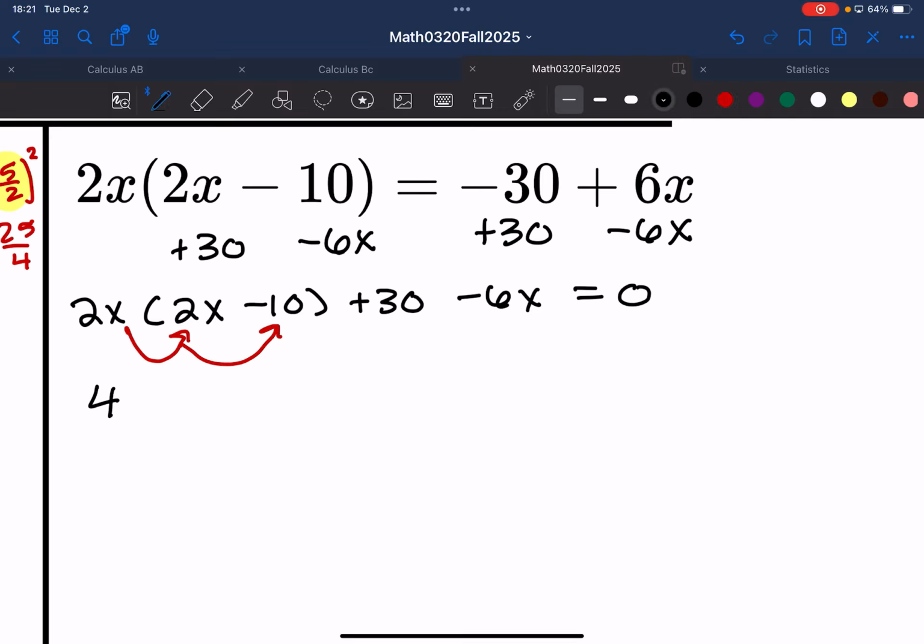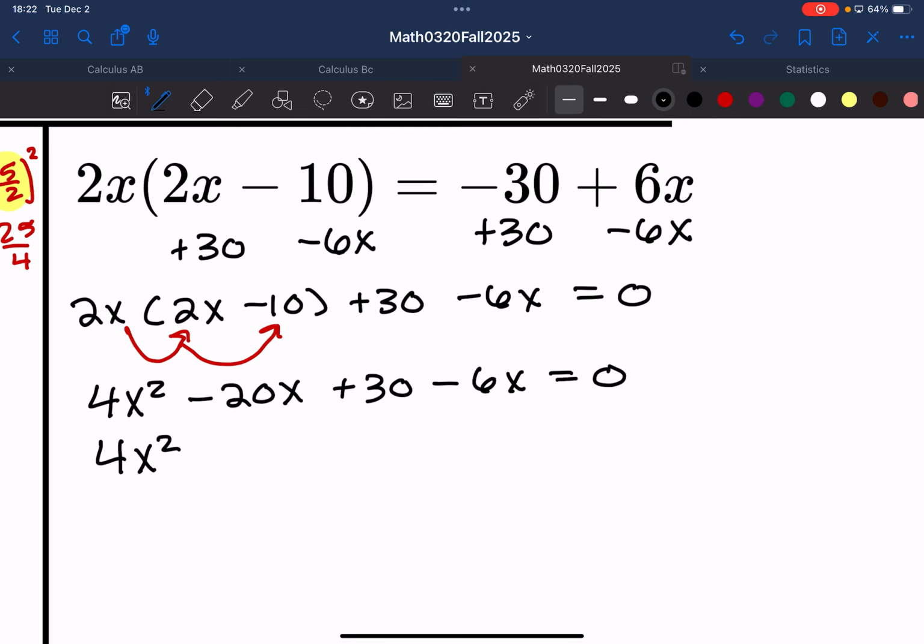So I have 4x squared. Okay, there's my quadratic. And then 2x times negative 10 is negative 20x. Bring down the plus 30, bring down the minus 6x equals 0. And then I need to combine like terms before I can start completing the square. So my like terms here are the negative 20x and the negative 6x, which combines to what? Negative 26x. So I have 4x squared minus 26x plus 30 equals 0.